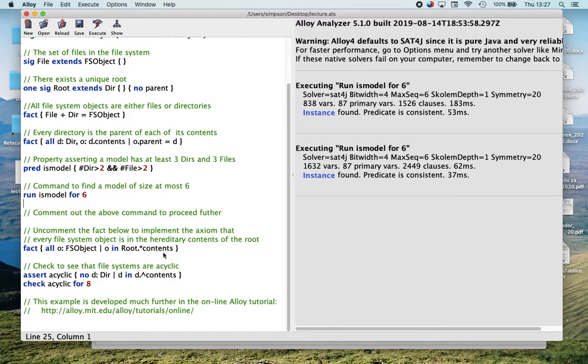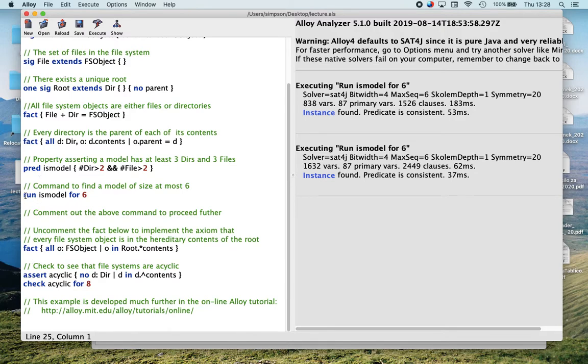And so let's now try and convince ourselves that this axiom is somehow the correct one. So let's try and check some properties that we would like to see hold in our file system.